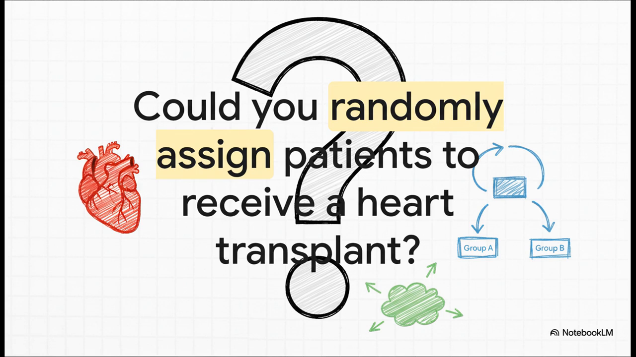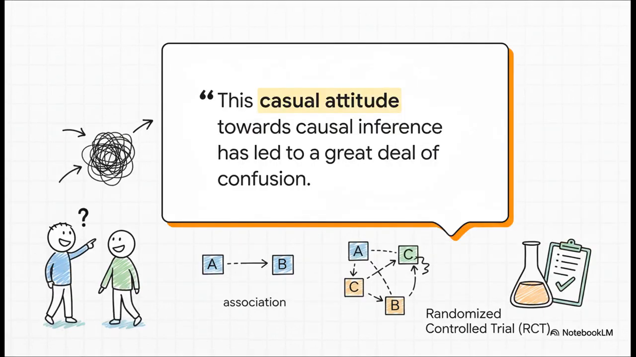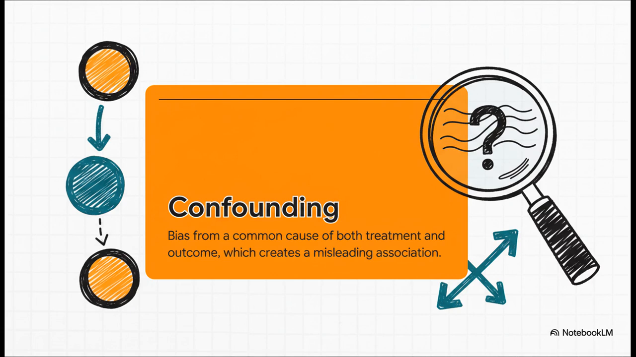We have to work with what we've got, which is just observational data. We're just watching the world go by and trying our best to make sense of it. And this is where that casual thinking can get us into so much trouble. The authors of the source material for this explainer, Miguel Hernán and James Robins, put it perfectly right here. When you can't just run a perfect experiment, it becomes incredibly easy to get confused and draw all the wrong conclusions. The main villain, the big bad guy we're up against when we're looking at real-world data, is something called confounding. The best way to think about it is like a spoiler.